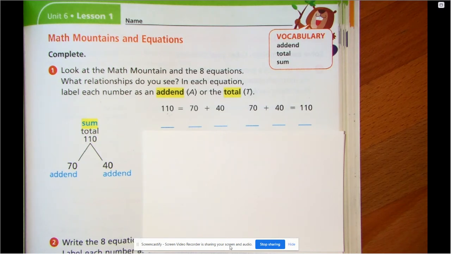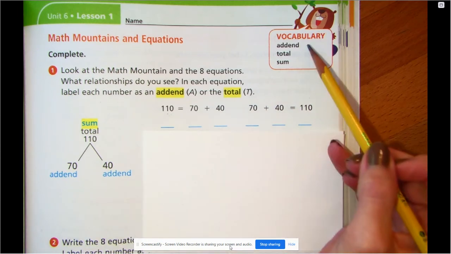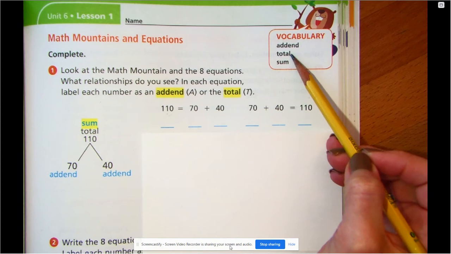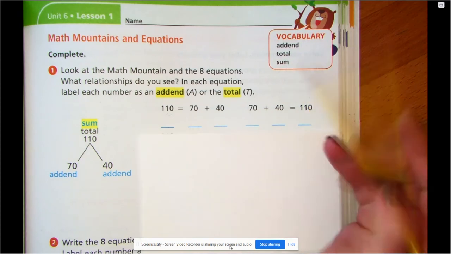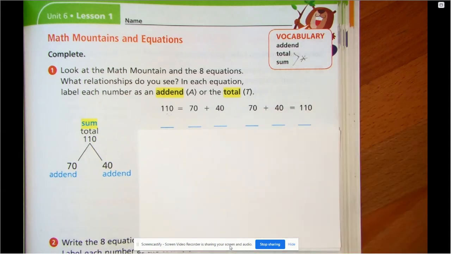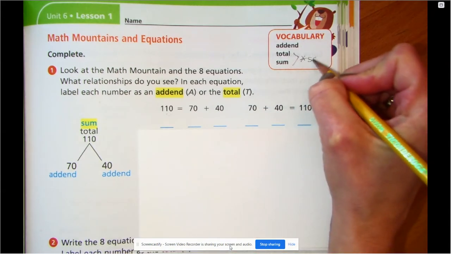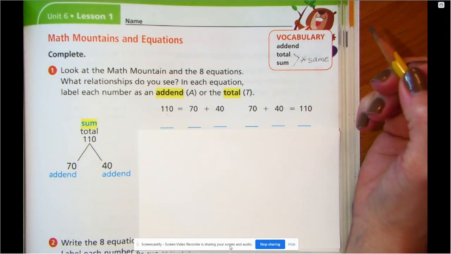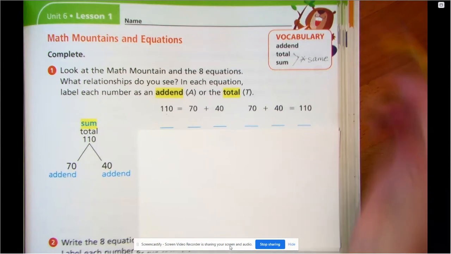All right, so we're going to talk about math mountains. And let's look at the vocabulary beaver up here. We've got these words: addend, total, and sum. Now, the total and the sum are really the same thing. Okay, so I'm going to write the word same, and you're going to do the same thing. Remember, I write and you write, right? We're copying it down so that you have good notes to take.